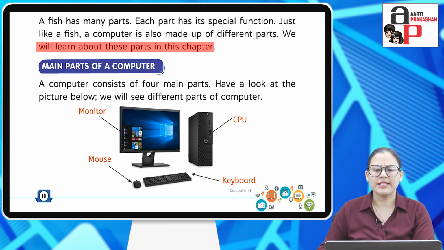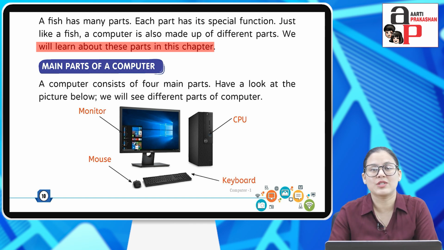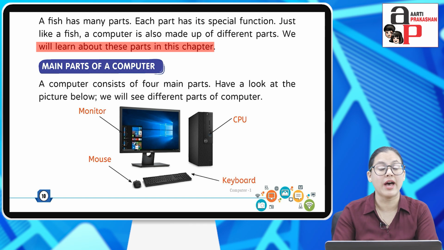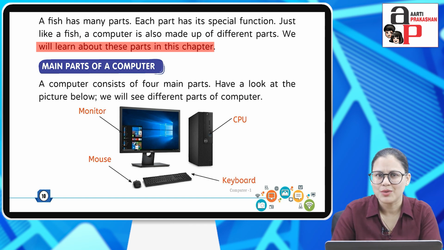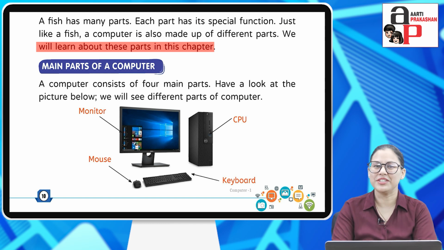Okay, see, this is a fish and we know that a fish has many parts. Like we have many parts. A human being also has many parts, okay? And every part has its own special function, okay? Like we have eyes. What do we do with our eyes? We see with our eyes, okay? What do we do with our ears? We hear from our ears.